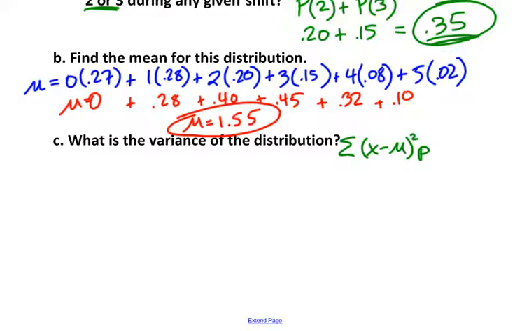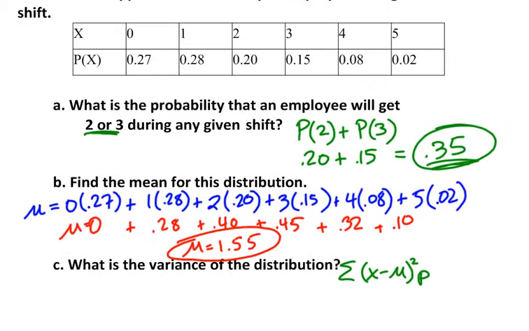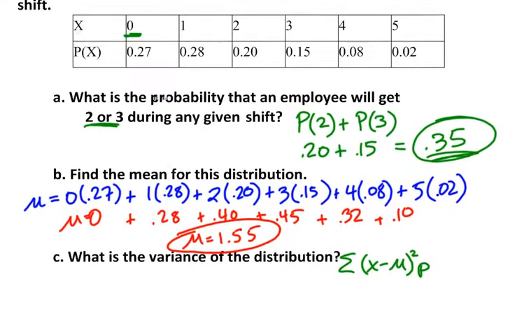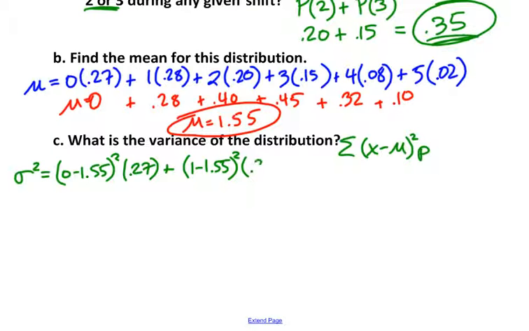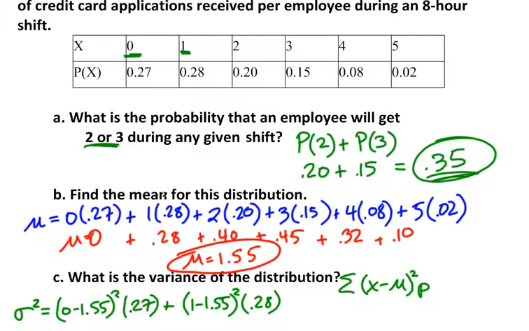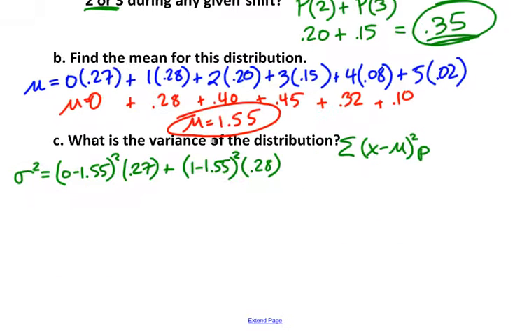Our first number is 0. If you go back up to the table, we're talking about 0 here. So we're going to say 0 minus 1.55. This is a symbol for variance. 0 minus 1.55 squared. And we'll multiply that times 0.27. Then we'll take the next number, which is 1 minus 1.55 squared times 0.28. Now again, all of this is coming from the table. I took 1 minus 1.55 and multiplied it times 0.28 after I squared it. We'll continue on the same path. Let me move some of this stuff out of the way.